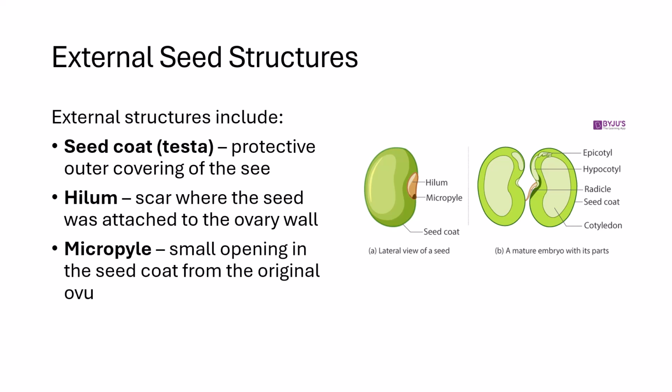Before we open the seed, let's look at the external structures you'll be able to observe right away. The outer covering of the seed is the seed coat, also called the testa. This layer protects the embryo from physical damage and drying out. If you look closely at the seed's surface, you should also be able to locate the hilum. The hilum is the small scar that marks the point where the seed was attached to the ovary wall inside the fruit. Near the hilum, you'll usually see a tiny opening called the micropyle. This opening was originally part of the ovule and allowed the pollen tube to enter during fertilization. As you examine your bean seed, try to locate each of these structures before removing the seed coat.